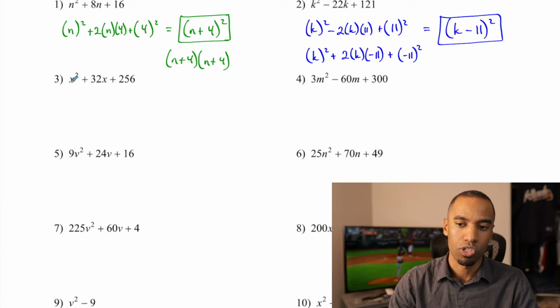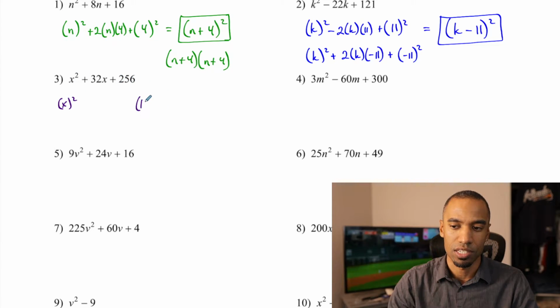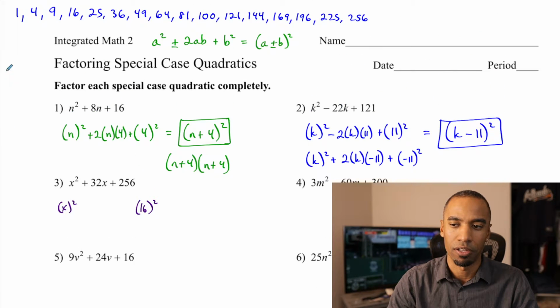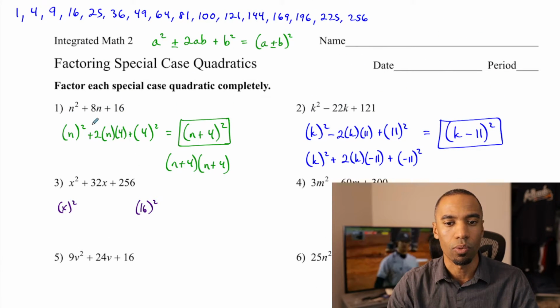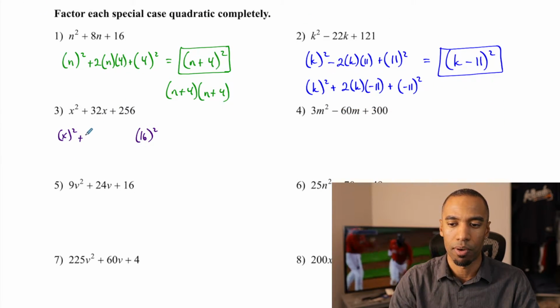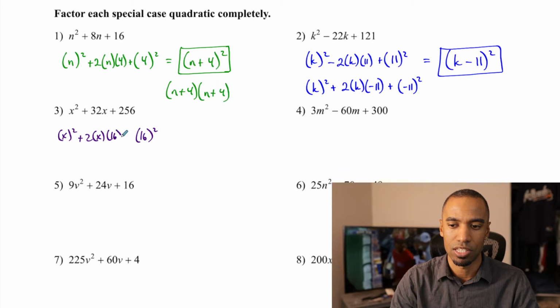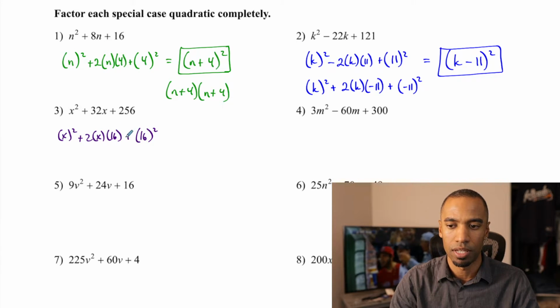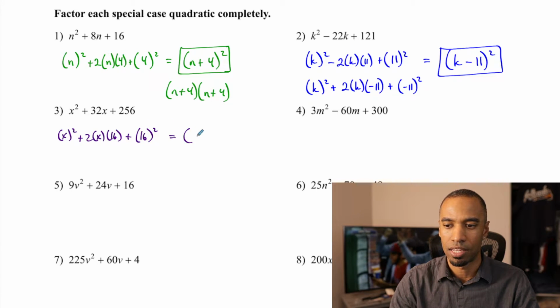Same thing. We are squaring x. And 256 is 16 squared. Once again, just kind of that knowledge. Here's your list. That's 16 squared right there. 32 is double the product of x and 16, right? 16x doubled is 32x. So that is x plus 16 quantity squared.